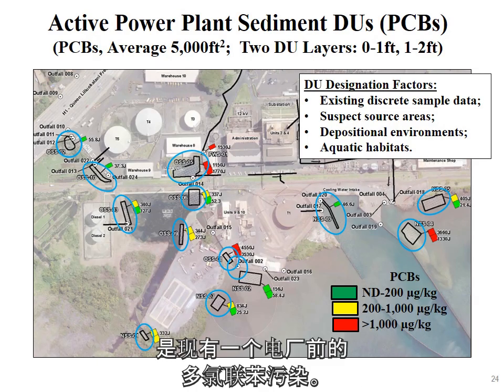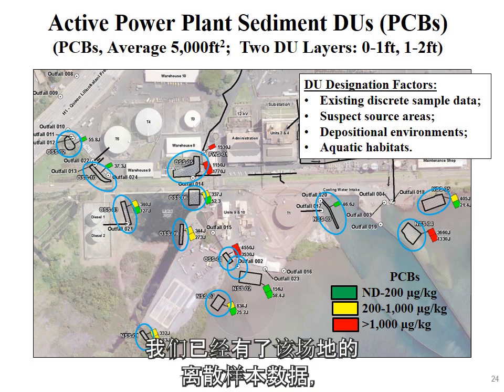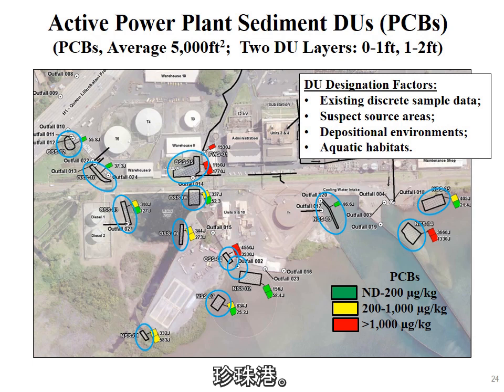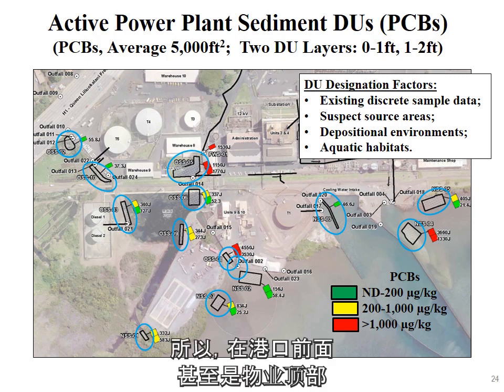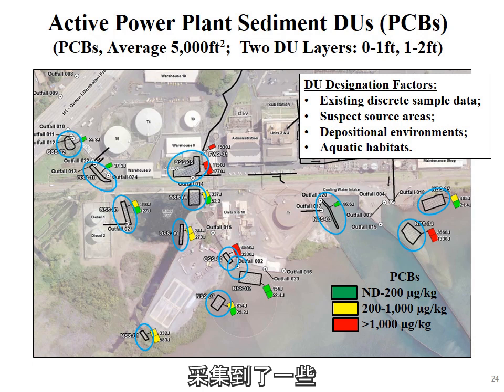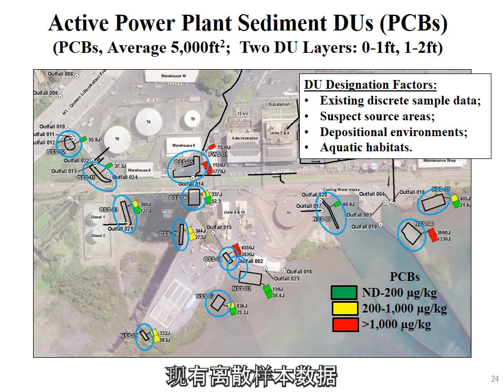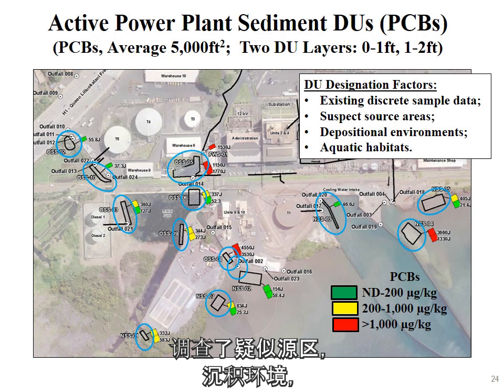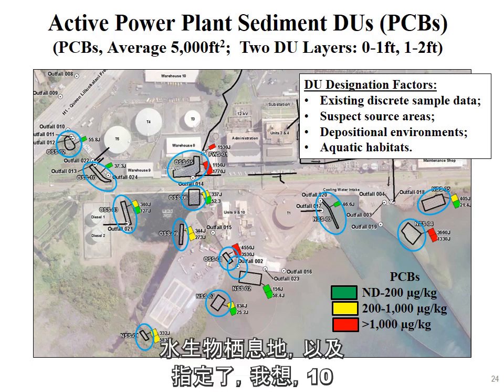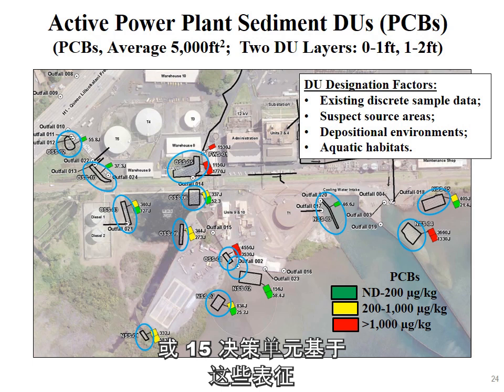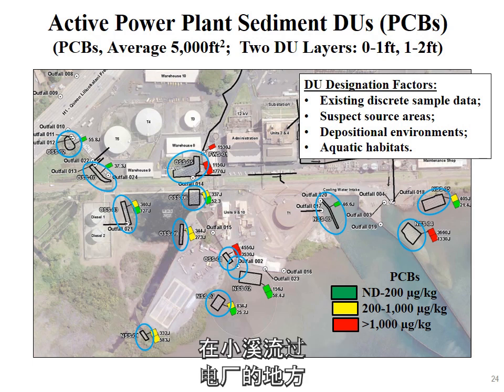Here's another sediment example. This is PCBs in front of an active power plant. We already had discrete sample data at this site, and the power plant is located right on the edge of Pearl Harbor. So there were some discrete soil and sediment samples collected in front of the harbor and even up on the property. We knew there was PCB contamination in the sediment and the soil. So in this case, the consultant reviewed the existing discrete sample data, looked at suspect source areas, depositional environments, and aquatic habitats, and designated, I think, 10 or 15 decision units based on these characteristics within the streams passing through the power plant and in the discharge areas and depositional areas.